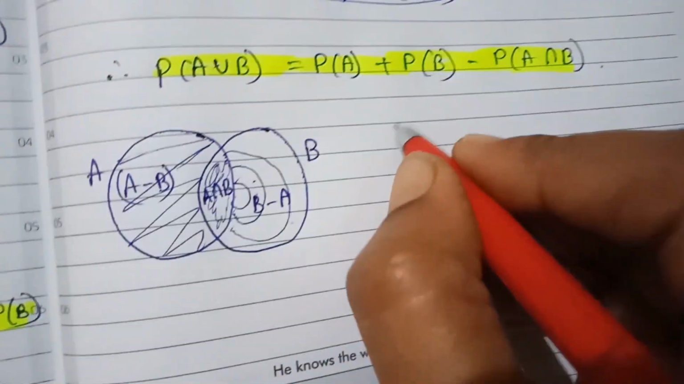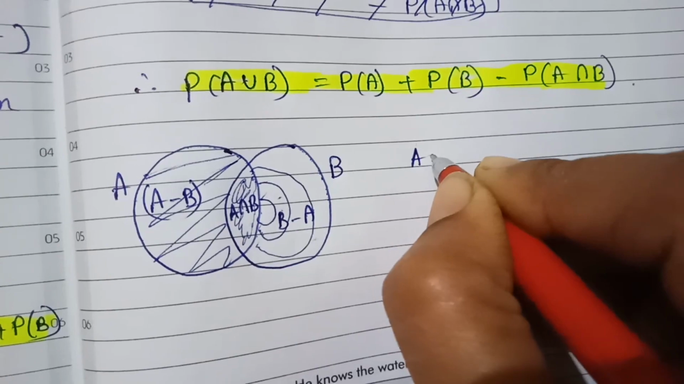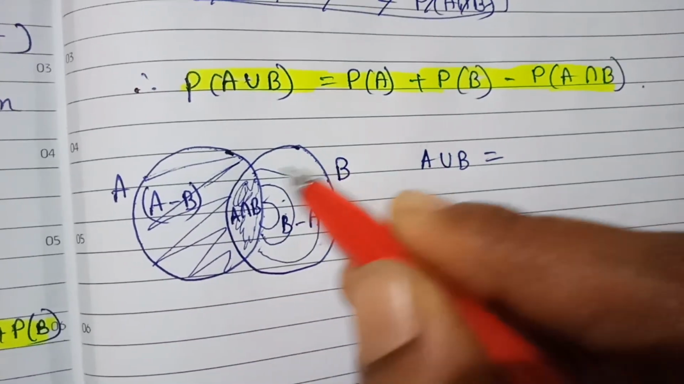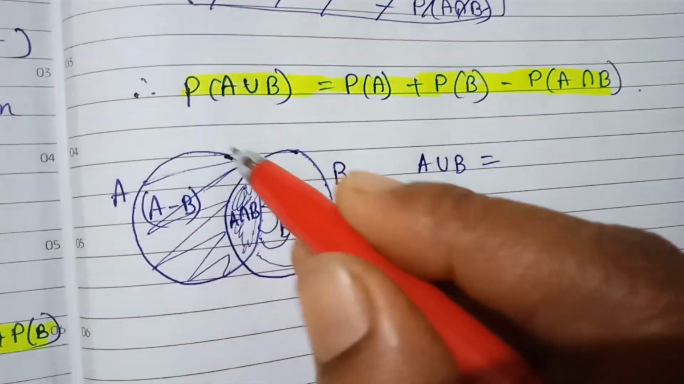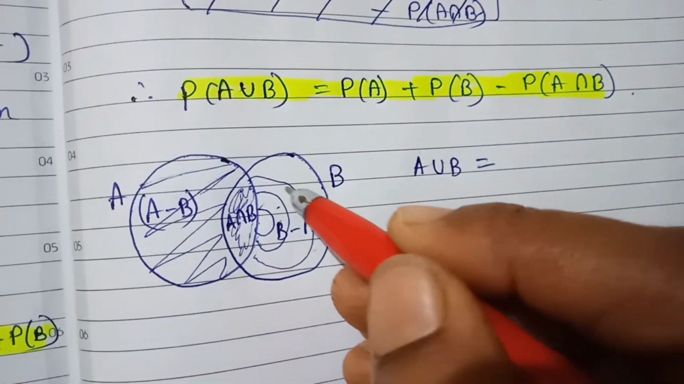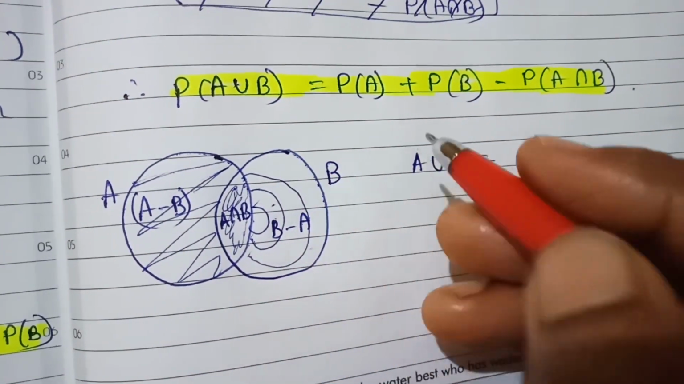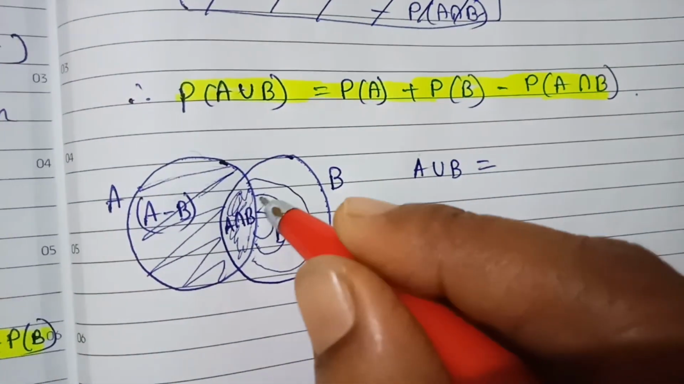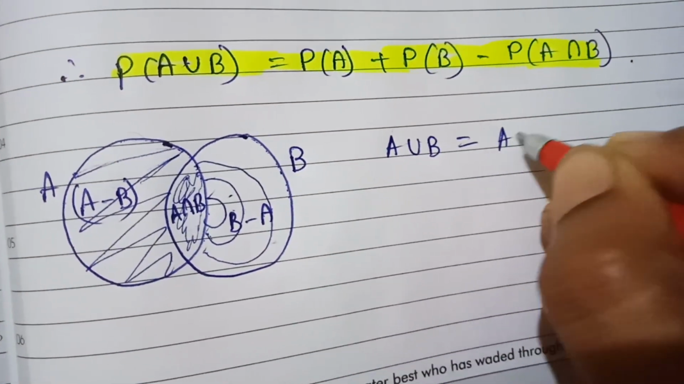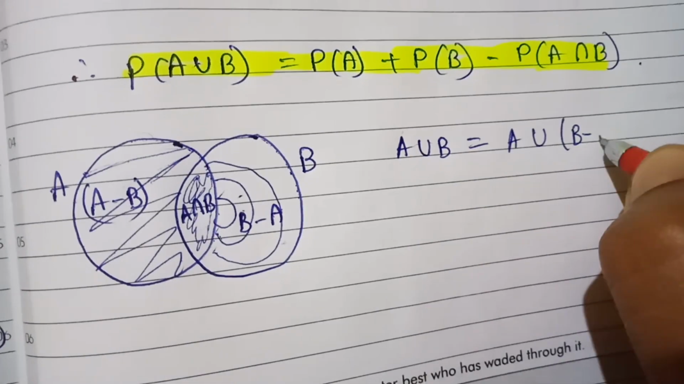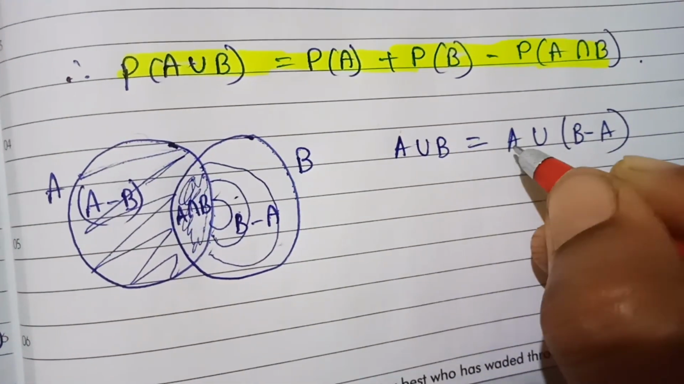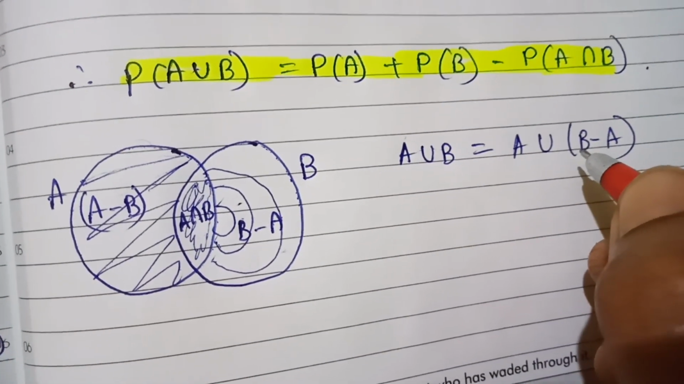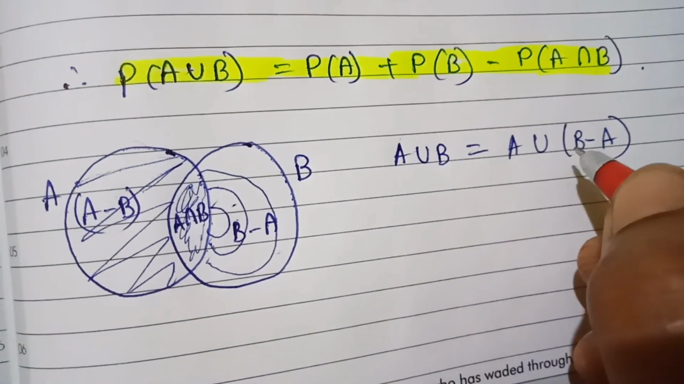So what we can write? We can write A union B. A union B, that means the whole. A union B, we can write that A, this A union B minus A. A the whole circle union this B minus A part. So we can write like this, A union B minus A, where A and B minus A both are disjoint sets, both are having no common element, and we can say both are mutually exclusive events.